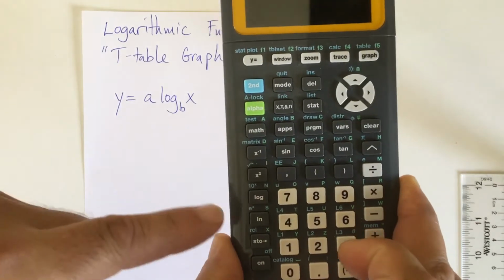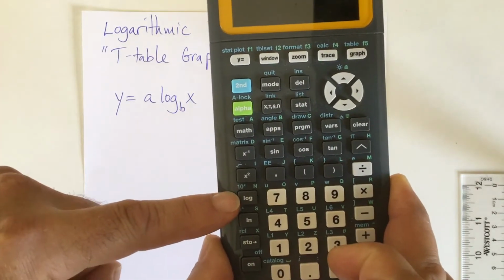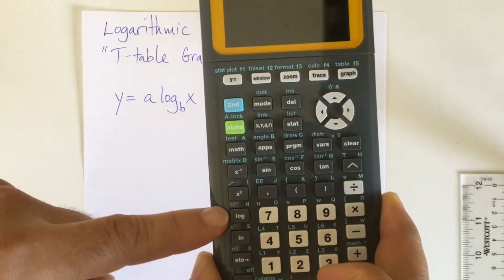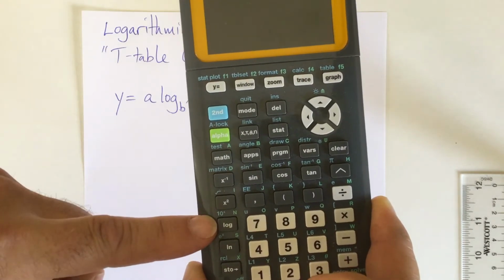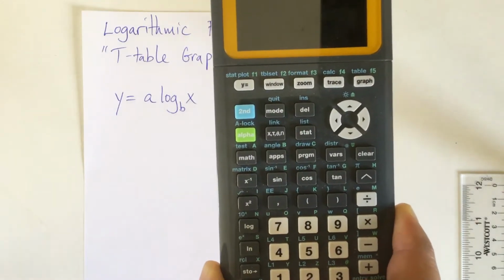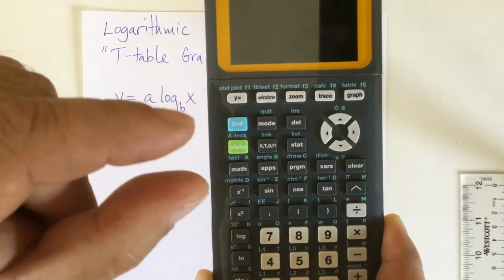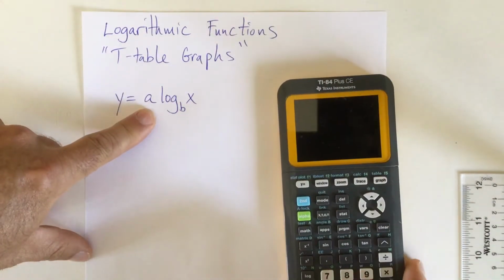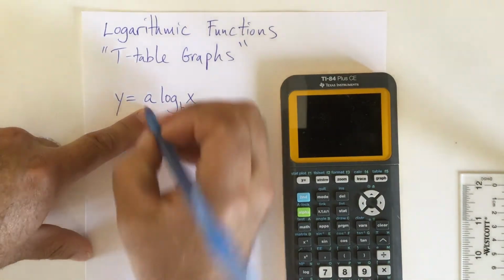So on your calculator, you will notice there is a button that says log. Now, there's the whole basic unit we're working on. Unit 4 is logarithmic stuff and exponential stuff. So we're just going to scratch a tiny bit of the surface today. I want you to be able to graph something that looks like this.